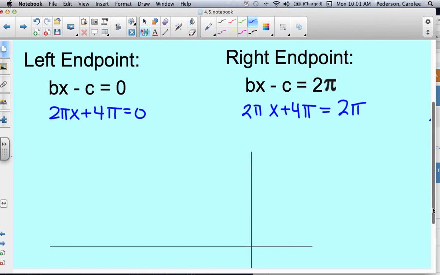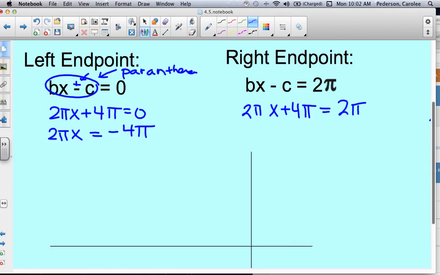All right, so over the left endpoint, the left equation, what do we want to move first to solve it for x? Subtract 4 pi, good. So 2 pi x equals negative 4 pi. Then what do we need to do? Wait, why would it be plus? You just said that you can kind of ignore that. This piece right here is always your parentheses in your equation. So if you want it to be plus or minus so it doesn't confuse you, you can do that too. The textbook uses bx minus c.